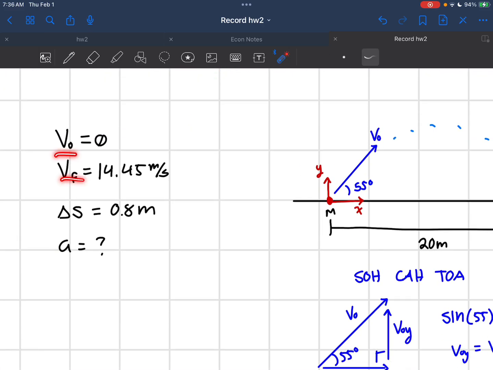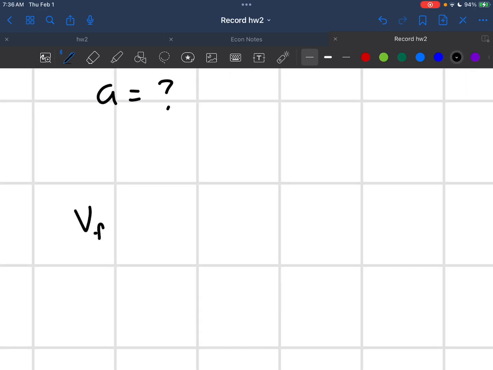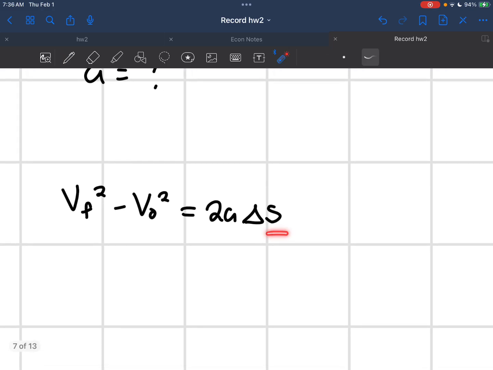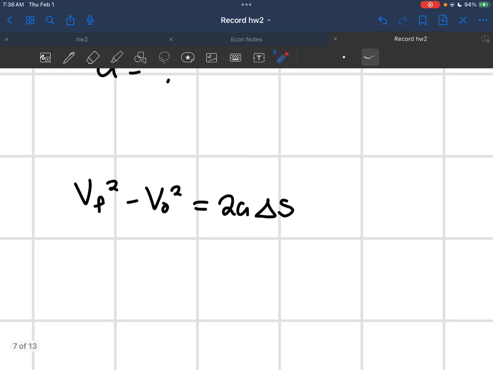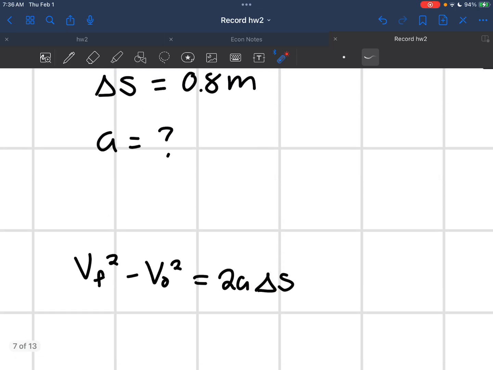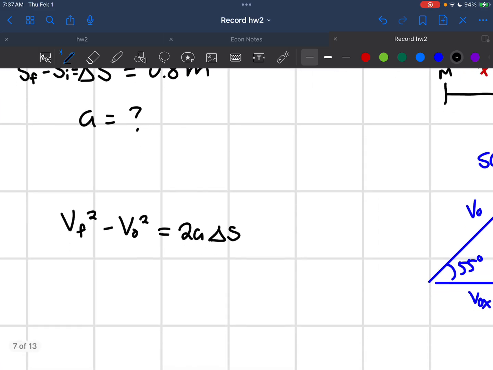And I'm trying to solve for acceleration. So I know my initial and final velocity, I know my change in position, and I don't know my acceleration. This seems like a golden opportunity to use our new kinematics equation. Vf squared minus v naught squared equals 2a delta s. Delta s just means change in position, same way that delta x would, right? I can say x initial, x final, right? Delta just means change in, right? I'll write that, x final minus x initial.